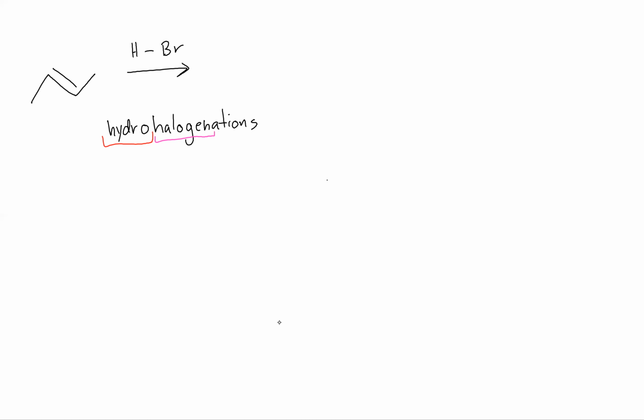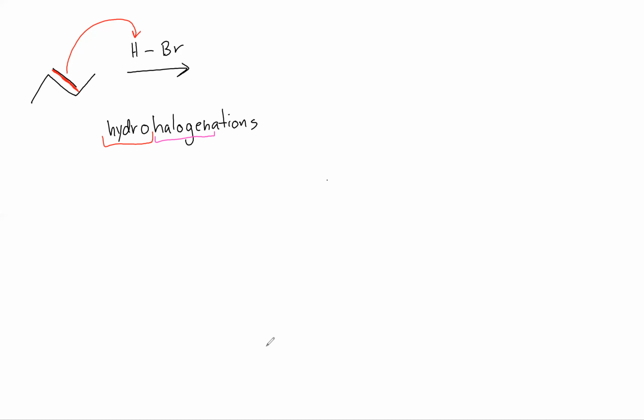So hydrogen is added first. The way that happens is these pi bonds that are making up this double bond right here are going to go out and grab the hydrogen from some sort of HX, like HBr, HCl, HI.